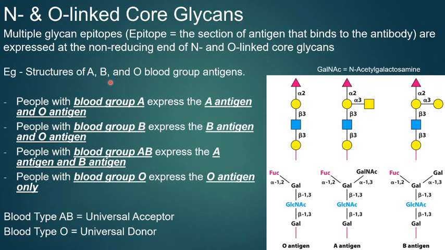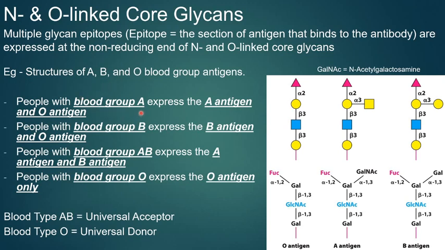Because if we have an antigen and an antibody and they bind together, it's going to trigger an immune response and activate your immune system to attack and destroy it. Now, obviously, that's not what we want to do with our blood. So we make sure that whatever antigens we have, we do not produce that antibody.